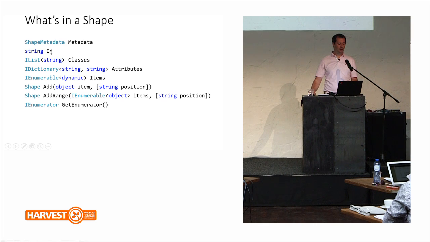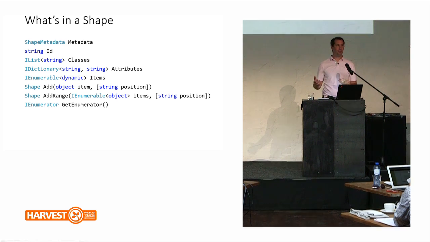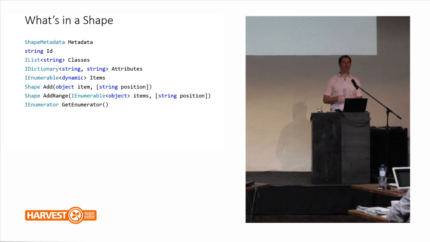And having this here lets any module intercept a shape event and assign the ID, expecting that you will use it to render it. And classes, again, for the CSS classes, attribute for CSS attributes. Items is a list of dynamic objects that you can attach to a shape, like sub-shapes, sub-children of a shape. And those are shapes. So you could also have children of those children. So a shape can be a hierarchy of shapes. It's a composite of shapes. A shape is a composite of shapes.